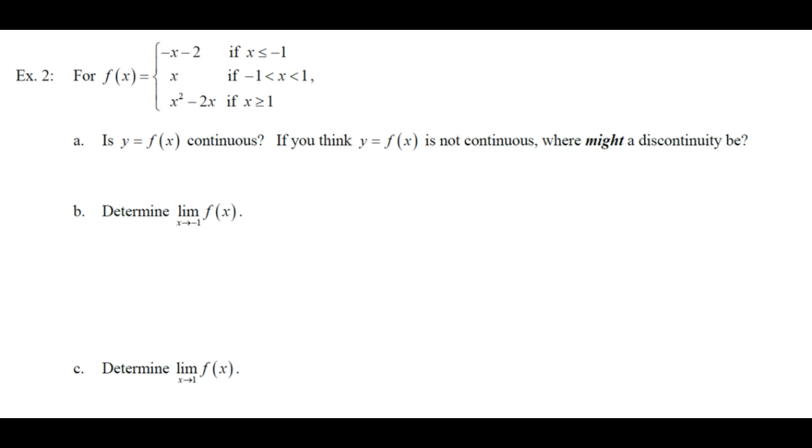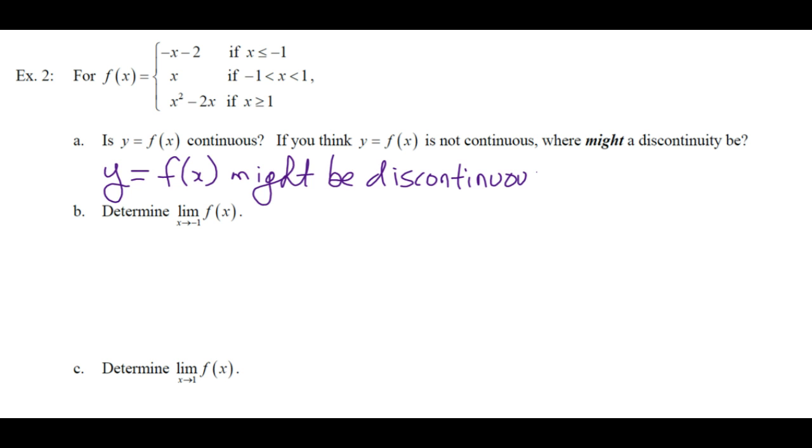And if you think it's not continuous, where might it be discontinuous? So where would the discontinuity be if there was one? So what values would we want to look at? Negative 1 and 1, right? So probably not, but y equals f of x might be discontinuous. We don't know. So you say, well, you know what, we're going to have to look at this, and here are the places we're going to look. We're going to look when x equals negative 1 or 1.